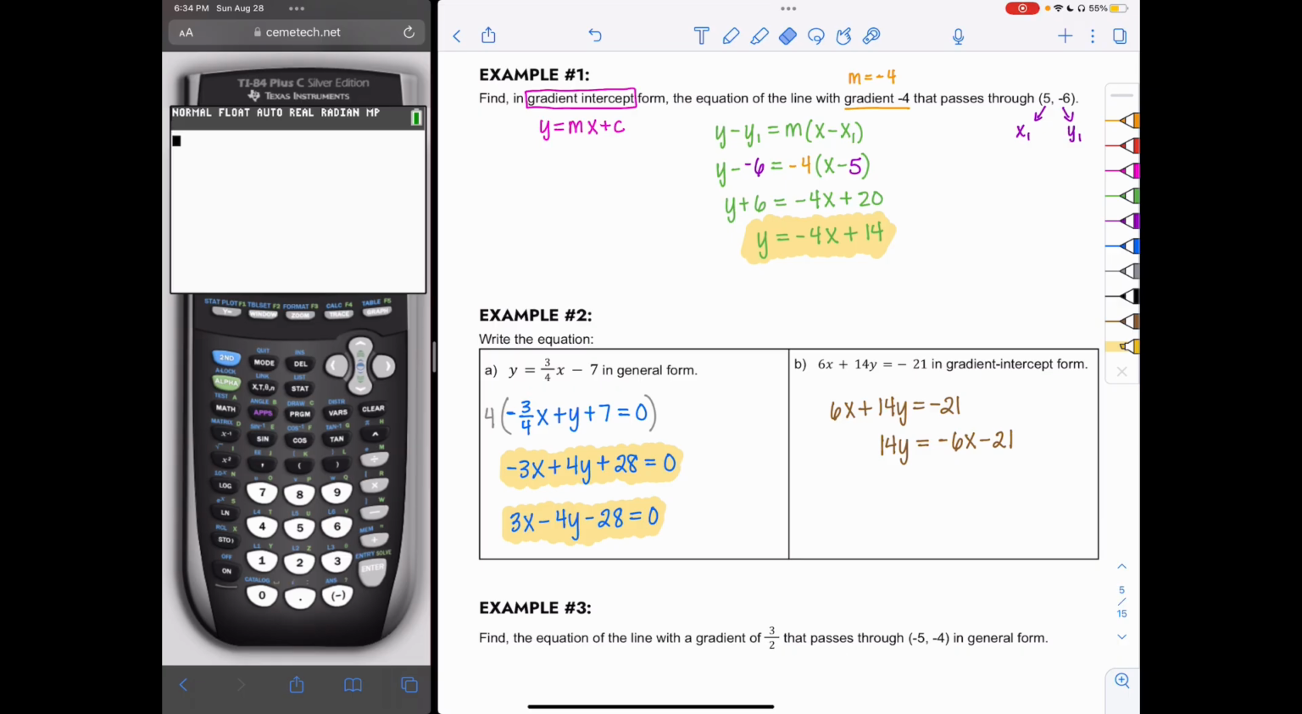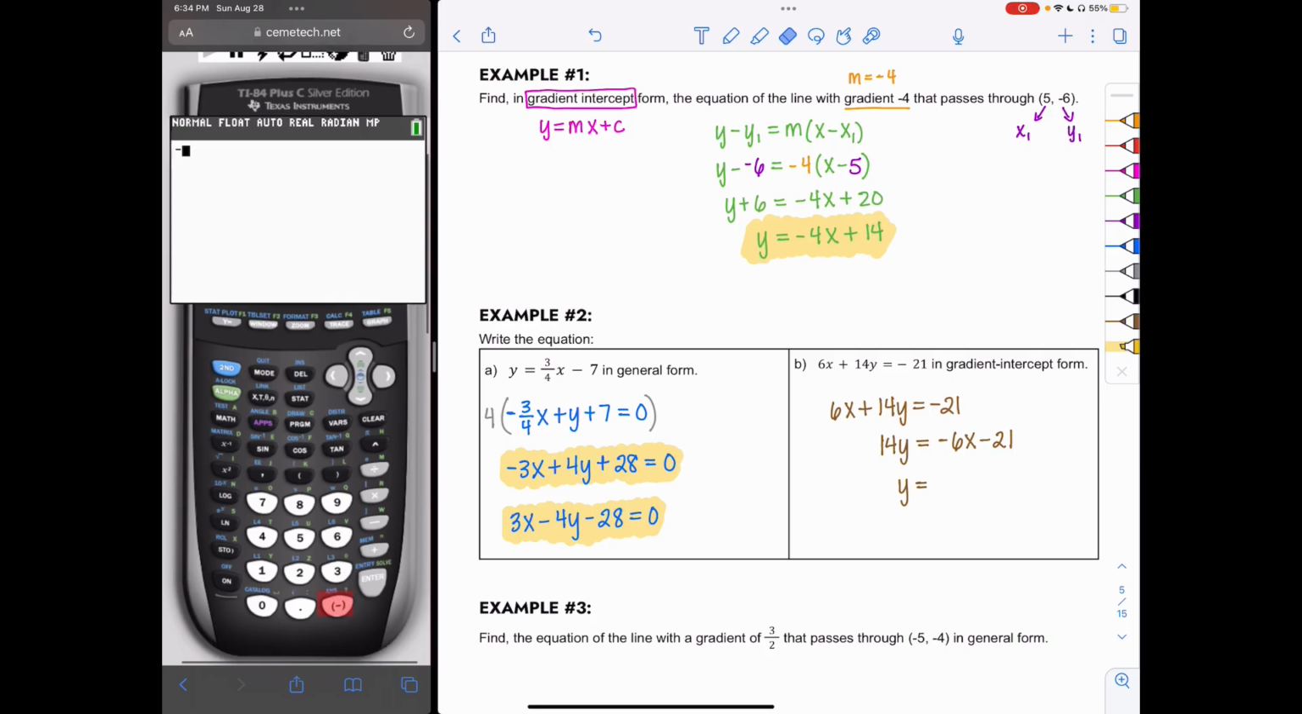So I know that 14y divided by 14 is y equals. And then I'm going to have negative 6 divided by 14. And if I put it into the calculator, I will get negative 3 over 7x. And then I have negative 21 divided by 14. If you don't remember how to simplify fractions, use the calculator. And that will be negative 3 over 2. So this is my equation in gradient-intercept form.